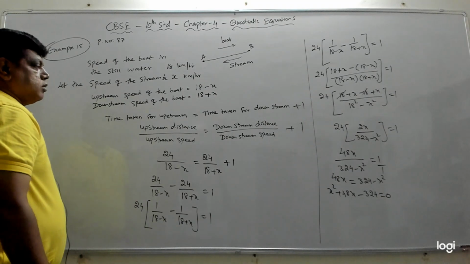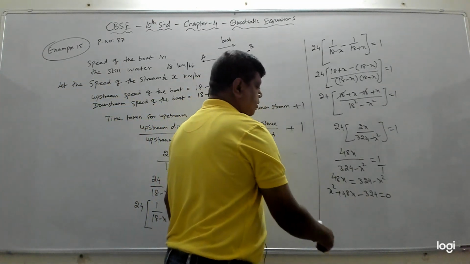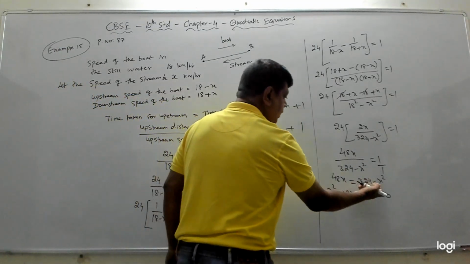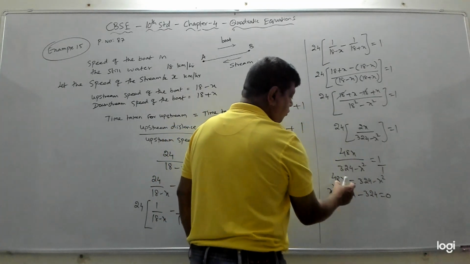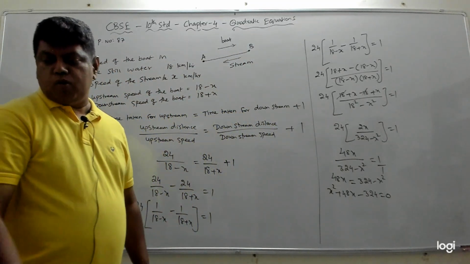Equal to 0. Fine. Now we need to solve this using our quadratic formula. See, this minus x square comes here, it becomes plus x square. 324 comes here, it becomes minus 324. 48x stays here only. Now what do we do here?